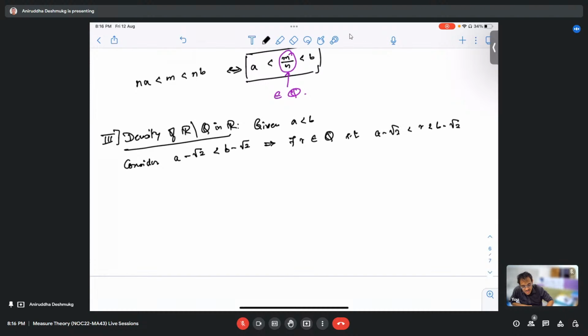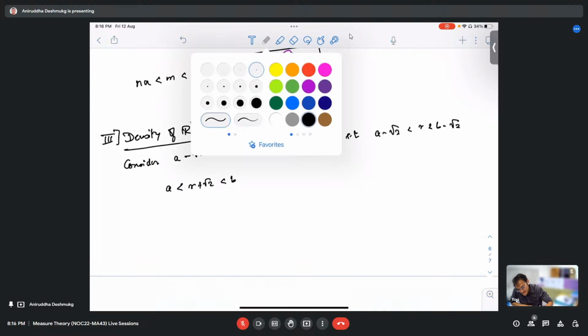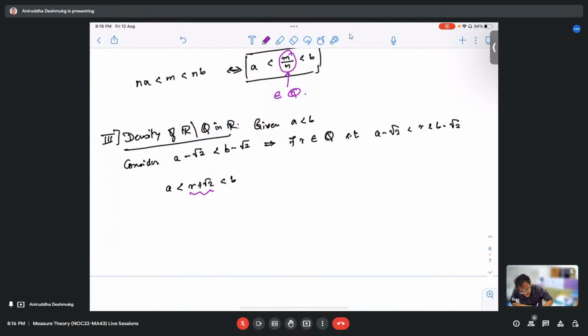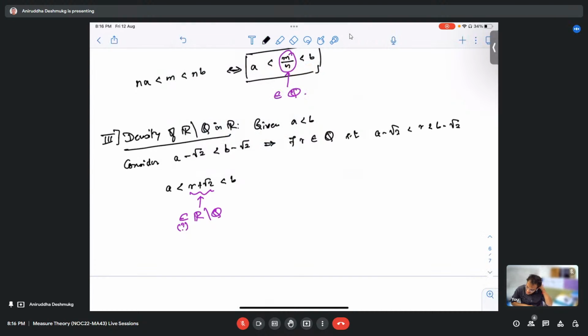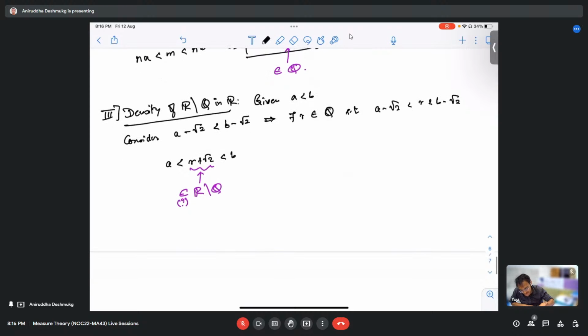Because if a minus root 2 is less than r and r is less than b minus root 2, then a is less than r plus root 2 and r plus root 2 is less than b. Now the only question is whether this is an irrational number. Yes, sir. It is an irrational, because r is rational and root 2 is an irrational number, so the sum cannot be rational. Something which is not rational is irrational.